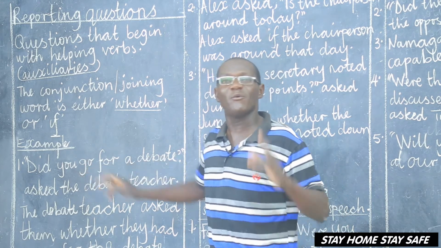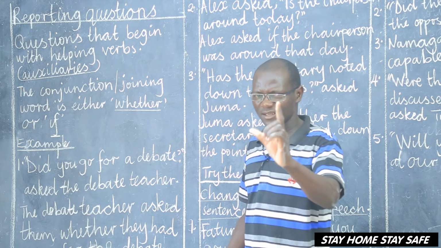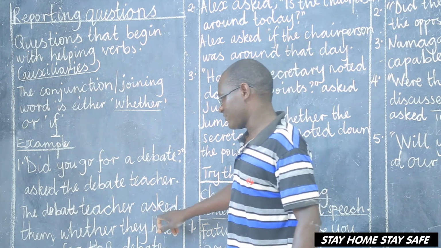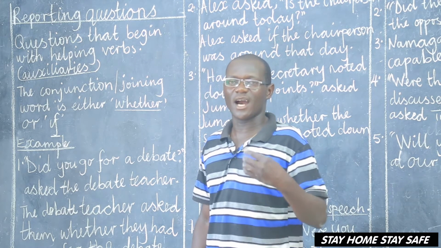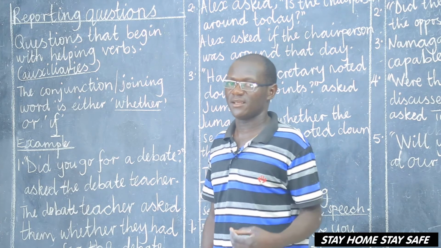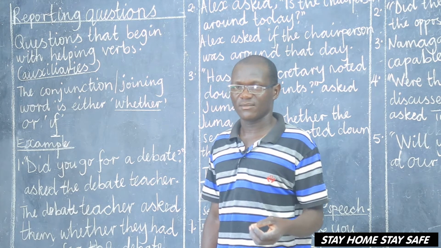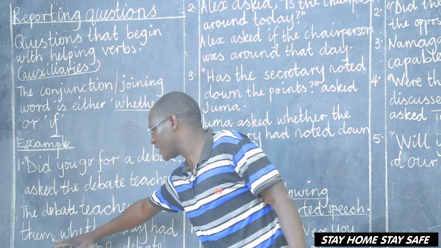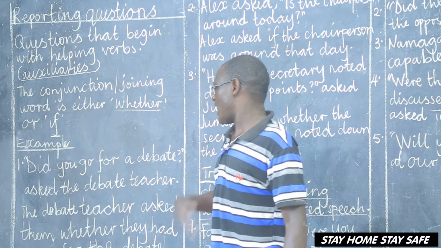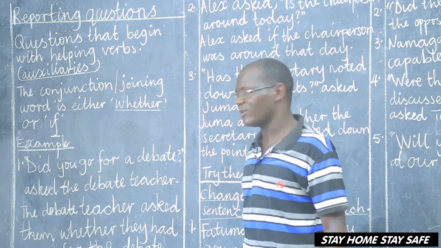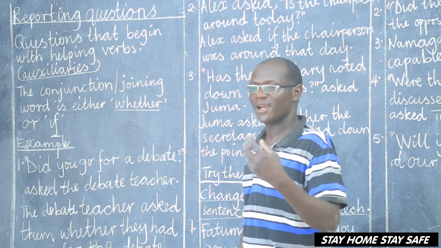So here you will change to them. So the debate teacher asked them whether they had gone for the debate. The debate teacher asked them whether they had gone for a debate. If you don't want to use whether here, you can use if and say that the teacher asked them if they had gone for a debate. The debate teacher asked them if they had gone for a debate.